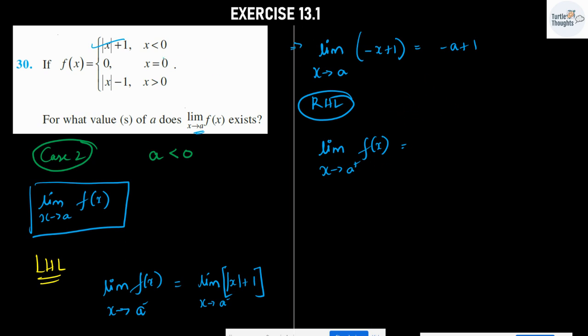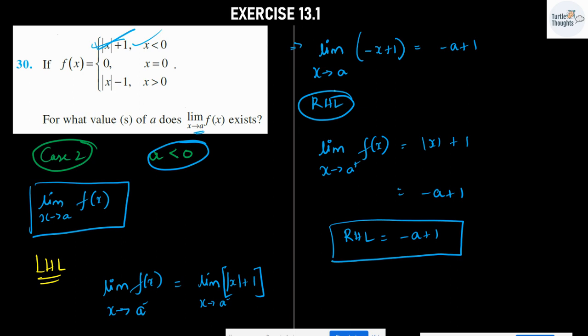Here again, I should be considering the first one itself, even though it is your RHL, I will be considering the first one itself because I have considered a is less than 0 for this function. Now I will be getting the value as mod x plus 1. When I substitute the value of a, what do you think the answer is going to be? Minus a plus 1. This is going to be the RHL, or let me write this way. RHL is going to be minus a plus 1.